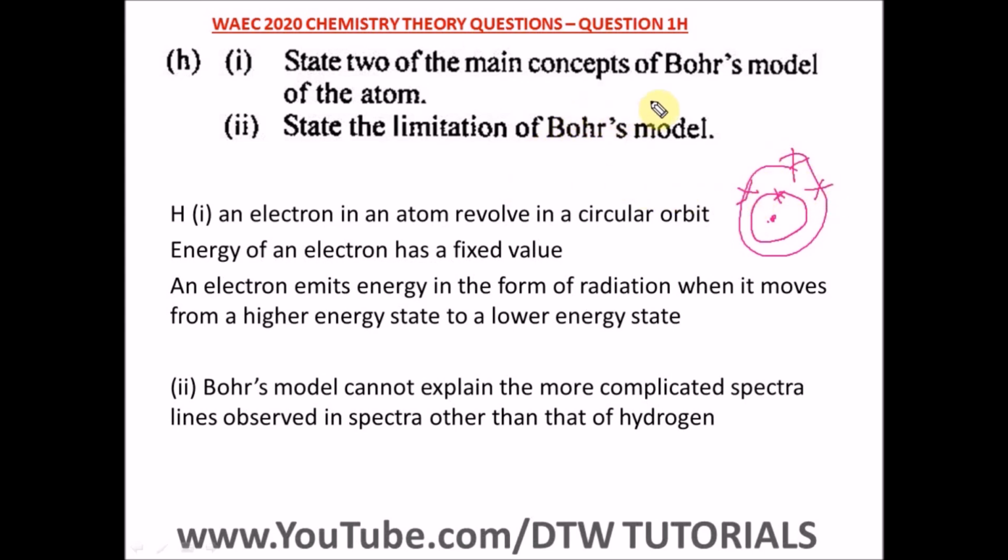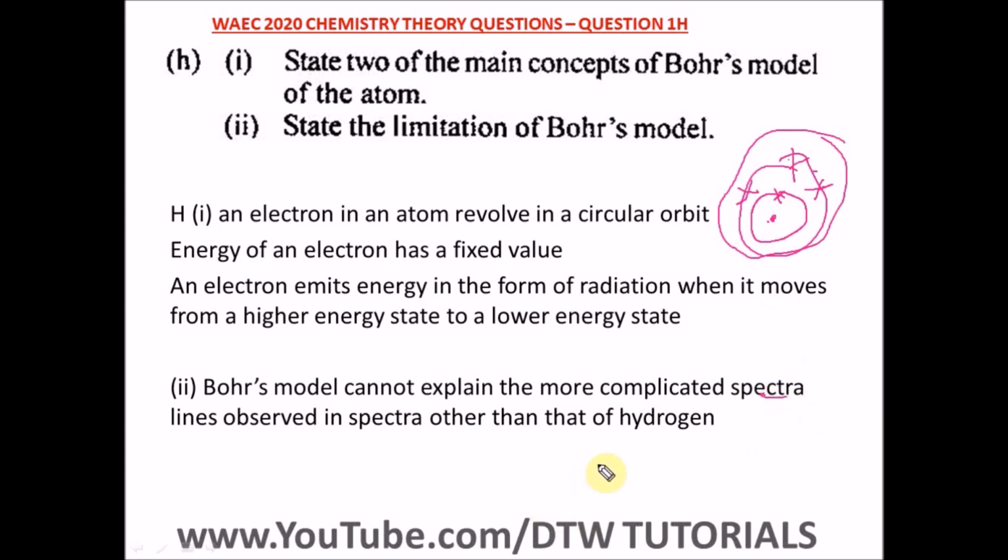So the two main concepts of this are that electrons in an atom revolve in circular orbits. This orbit here. Okay, they revolve in what? Circular orbits. Another concept is that the energy of an electron has a fixed value. Also, an electron emits energy in the form of radiation when it moves from a higher energy state to a lower energy state.